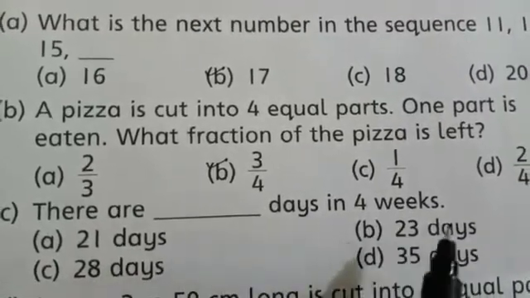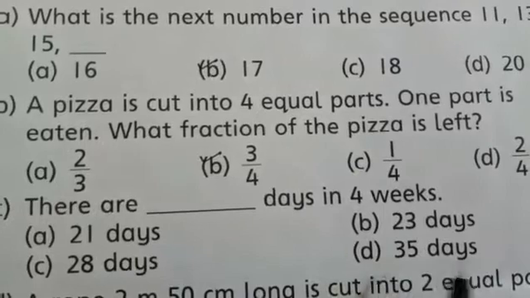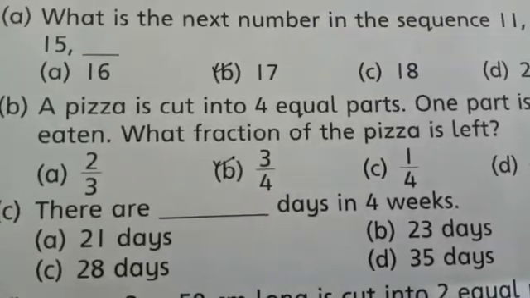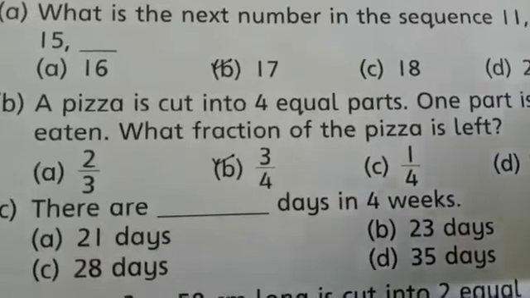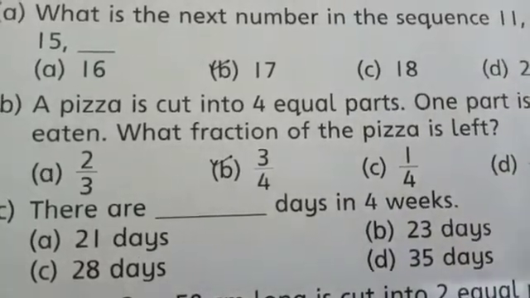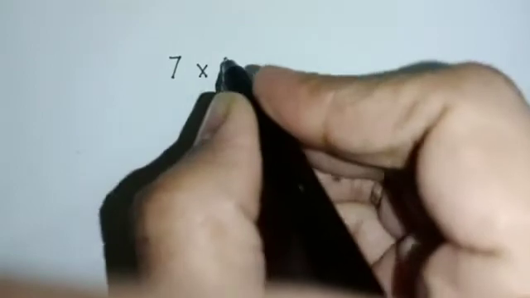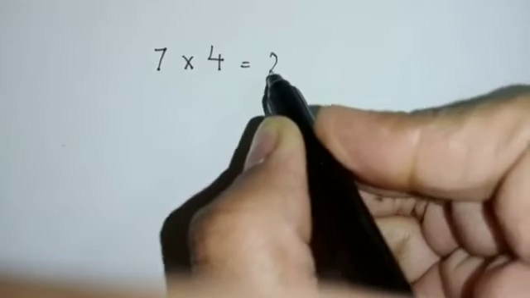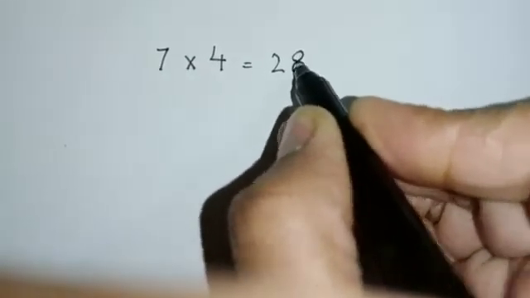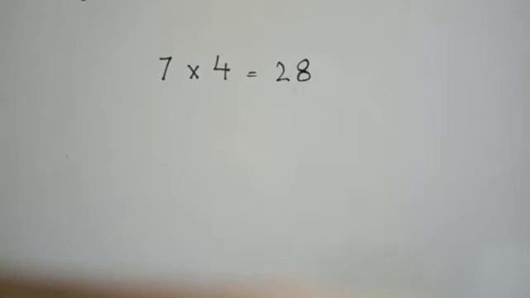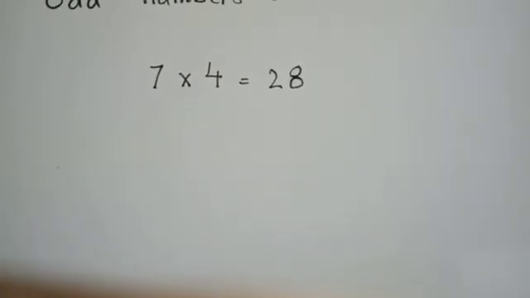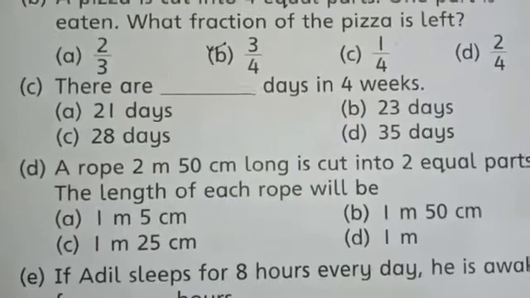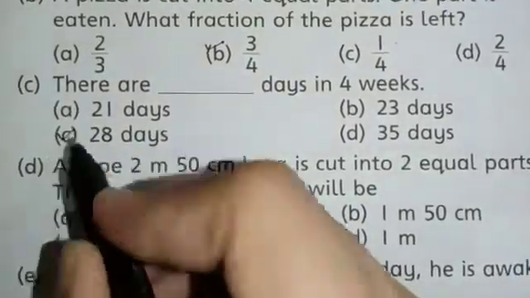Next C part is, there are dash days in 4 weeks. 21 days, 23 days, 28 days and 35 days. Students, as you know, how many days in a week? Yes, it's 7. Now the question is how many days in 4 weeks? So we multiply 7 with 4. Yes, 7 fours are 28. It means how many days in 4 weeks? It's 28 days. So the correct answer is 28 days.